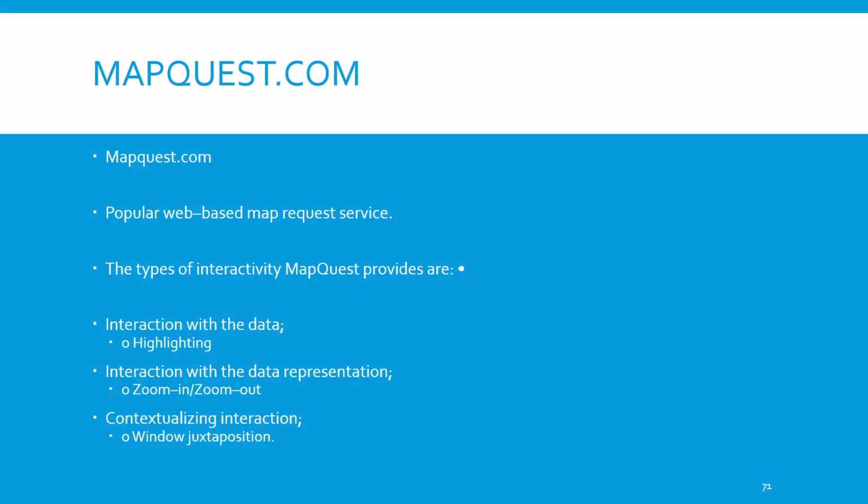I already showed you some examples of MapQuest, and that's one of those original mapping tools that we had even before Google Maps. The types of interaction you can have with the data are highlighting, zooming in and out, and window juxtaposition. But we also looked into Google Earth, we also looked into our walling data, and we looked into a justice map, and those resources help us to really identify these elements.